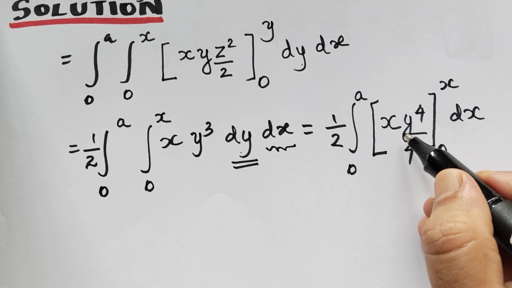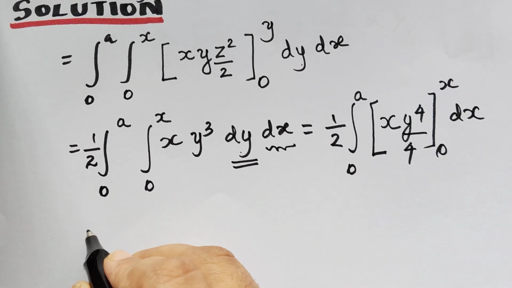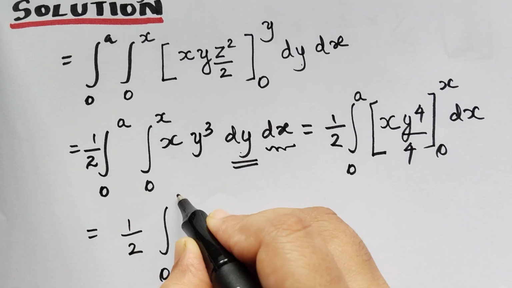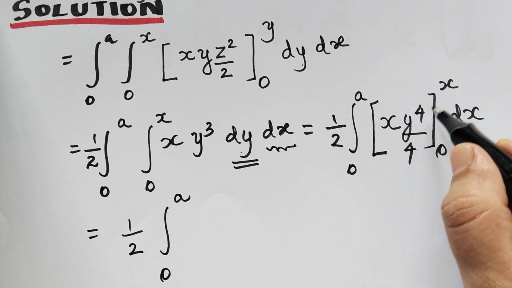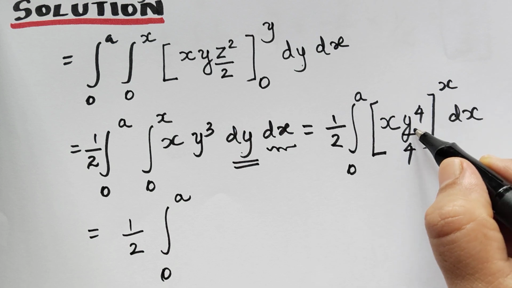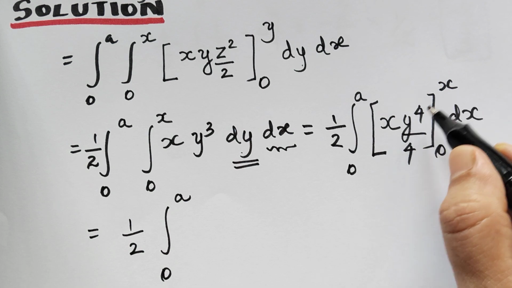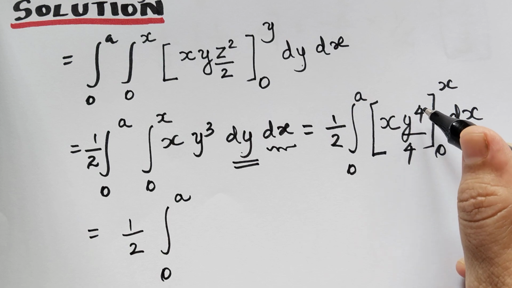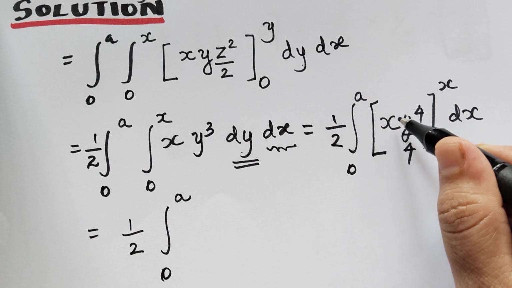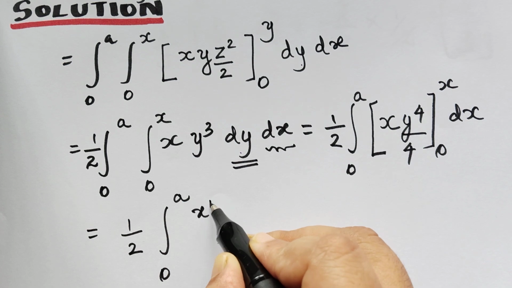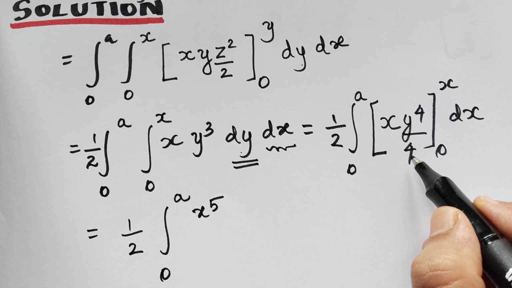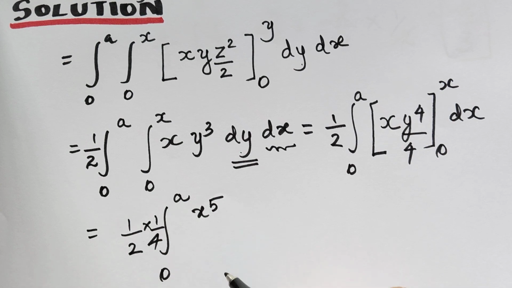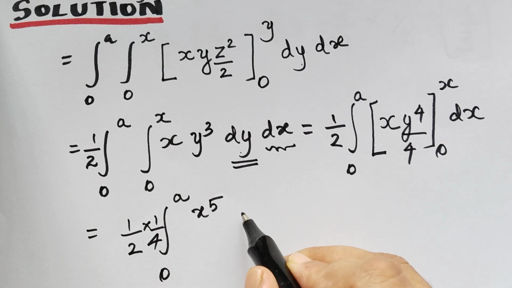Now we apply the limits over here. So this will be equal to 1 by 2 integral 0 to a. When you apply y equal to x, that is, when you apply this limit at the place of y, you have to replace it by x. So you will have x to the power 4, which gets multiplied with this x and becomes x to the power 5. The 4 in the denominator can be taken out of the integral. So I am writing it here, and then we have dx.